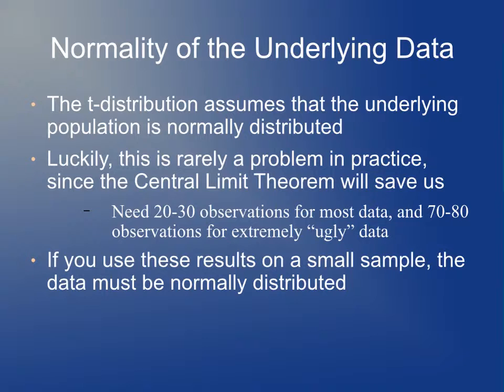Another way that you can, in theory, get into trouble is that the t-distribution also assumes the underlying population is normally distributed, but in practice that's usually not much of an issue because the central limit theorem will save us even if the underlying data isn't normal. Usually if you have 20 to 30 observations, you're fine. If you have 70 to 80 observations for really bad data, you should still be fine.